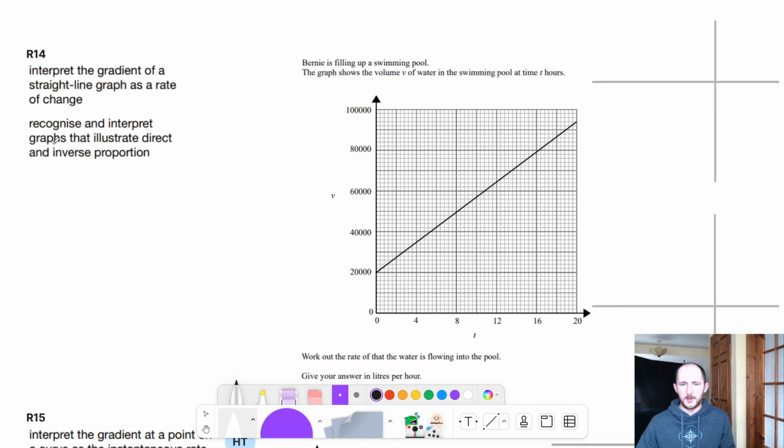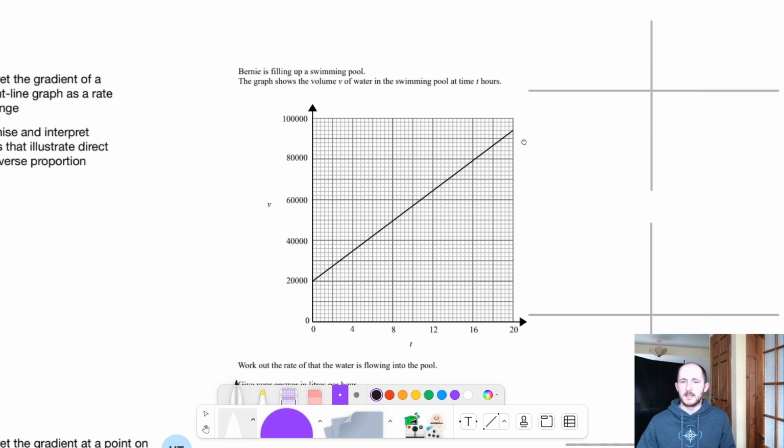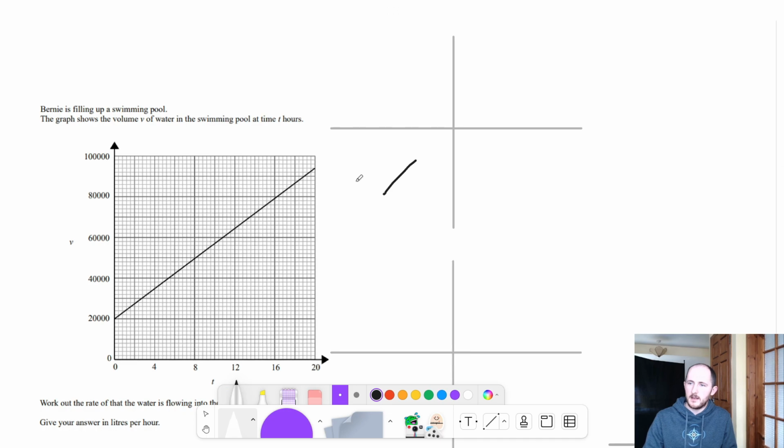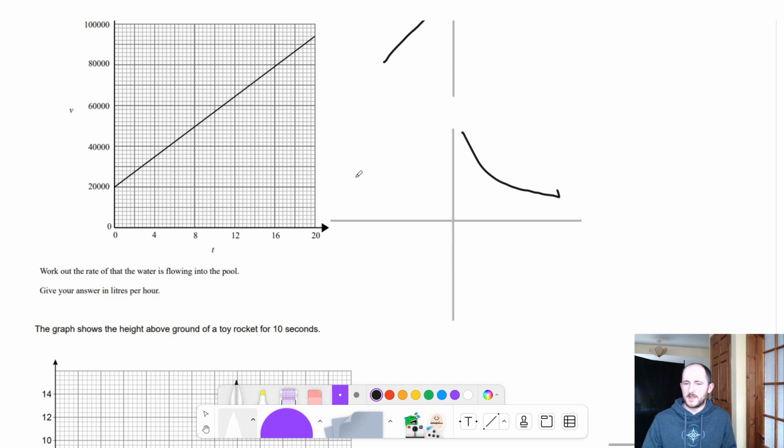Recognize and interpret graphs that illustrate direct and inverse proportion. Again, this is something we've done previously. Direct proportion will be a straight line through the origin. Inverse proportion will be kind of this reciprocal graph that you have here.